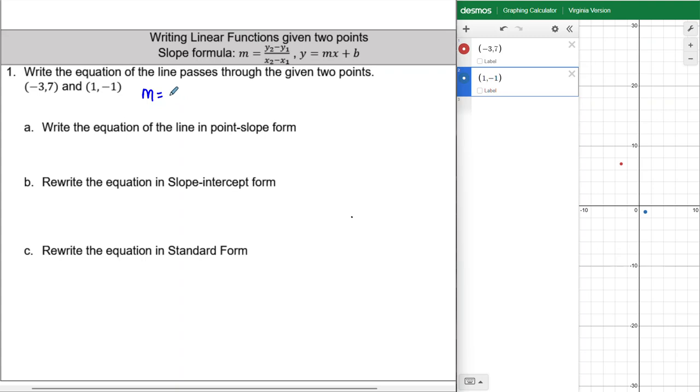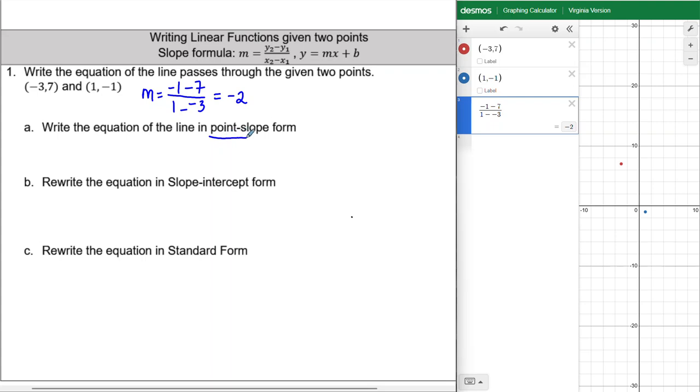So the slope formula says y2 minus y1. So this is y2 and this is y1, the y coordinates. -1 minus 7 over 1 minus -3, okay? I'm just going to put all that in Desmos. -1 minus 7 over 1 minus -3 is -2. So this is the slope here.